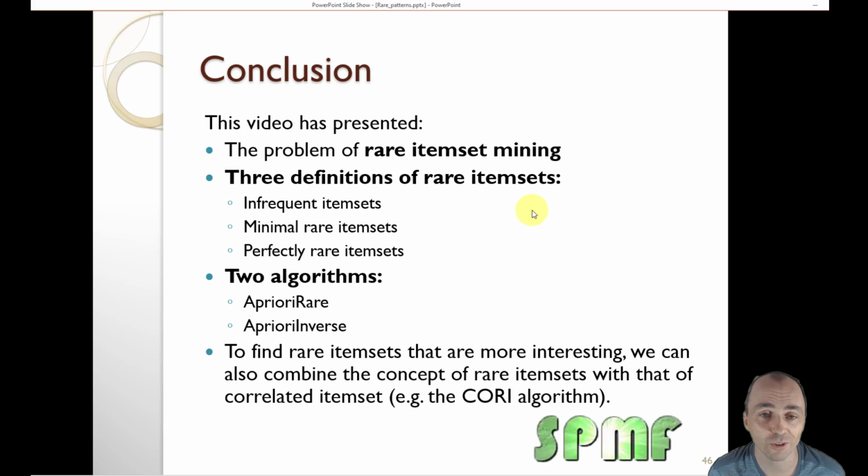So, in conclusion, in this video, I talked about the problem of rare item set mining. I gave you 3 definitions of rare item sets. To give you an overview, we talked about infrequent item sets, but we said there are too many, so it's not very useful. Because of this, some researchers have come up with other definitions, like the minimal rare item sets and the perfectly rare item sets. And we saw 2 algorithms and the main idea about how to find these item sets.